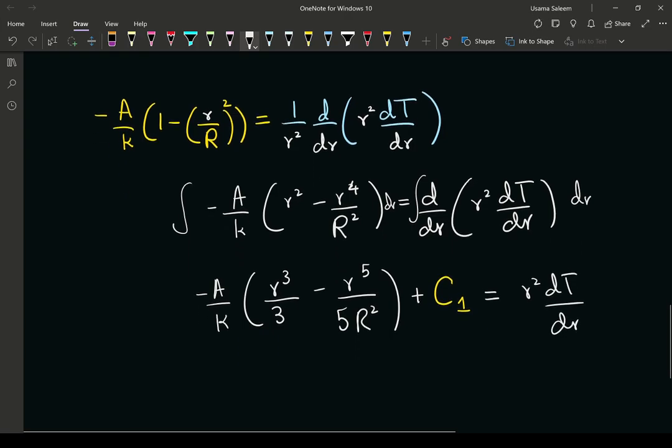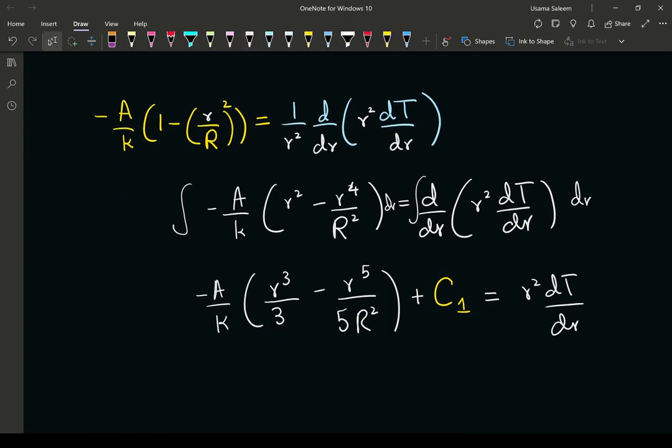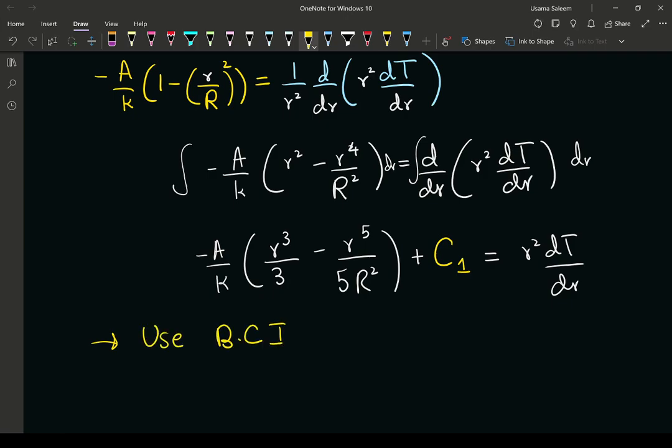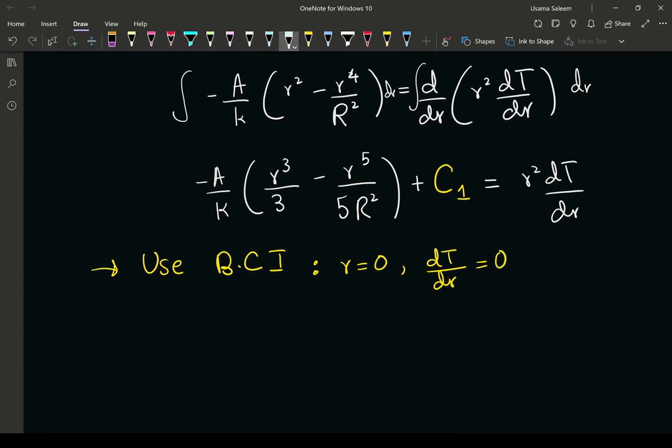Good. Now, you guys might be tempted to divide everything by r squared and perform the second integration, but I suggest that this point right here is a good time to use your first boundary condition. So use BC1, and BC1 stated that at r equals 0, the flux is going to be 0, which means the dT/dr term is going to be 0. So by applying that, on the right side you get 0 times 0. How convenient.